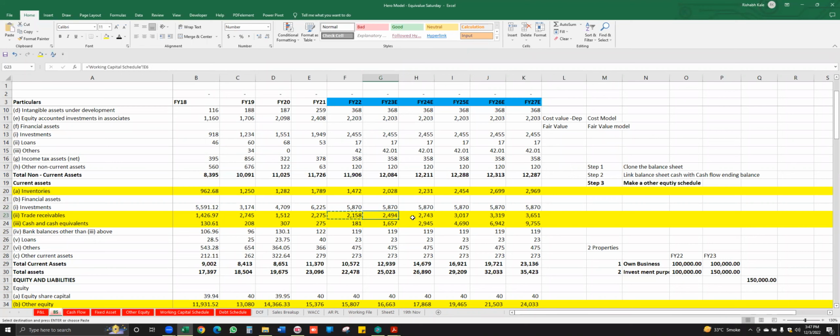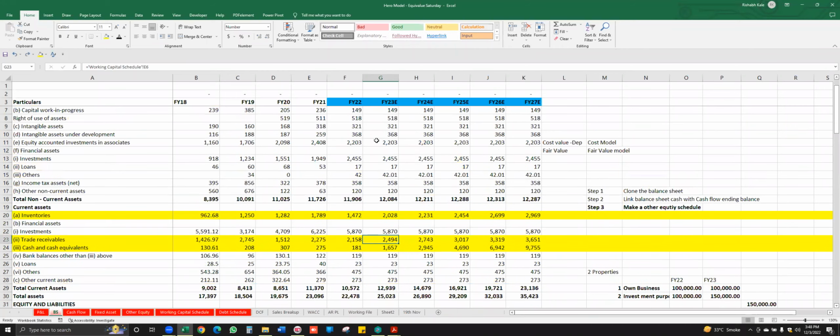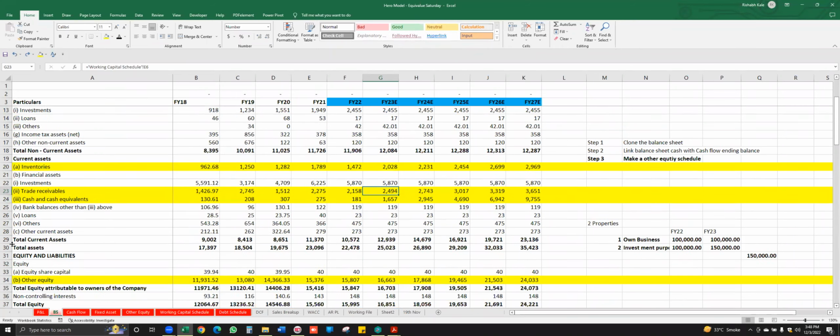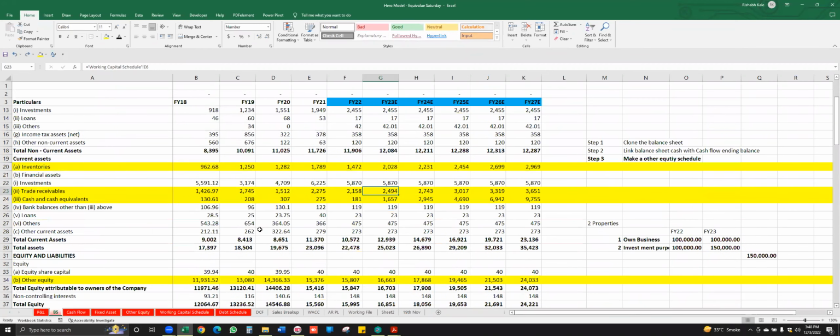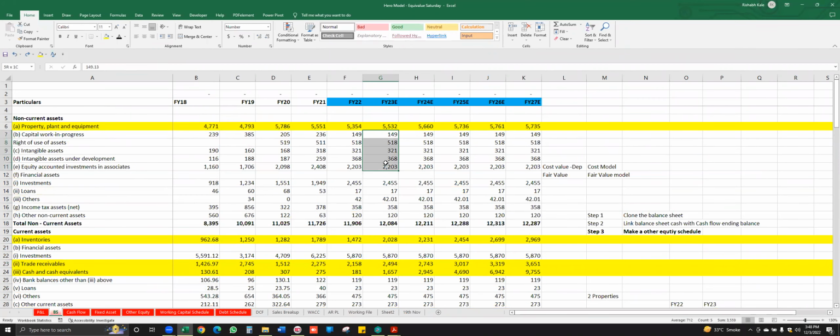trade receivables, since I have linked this, always change one item at a time. How many items do you have to change? 1, 2, 3, 4, 5, almost 6, 7 items only you have to change on a balance sheet. Any balance sheet, other numbers are not to be forecasted. You cannot forecast those numbers. It's very difficult to forecast them.